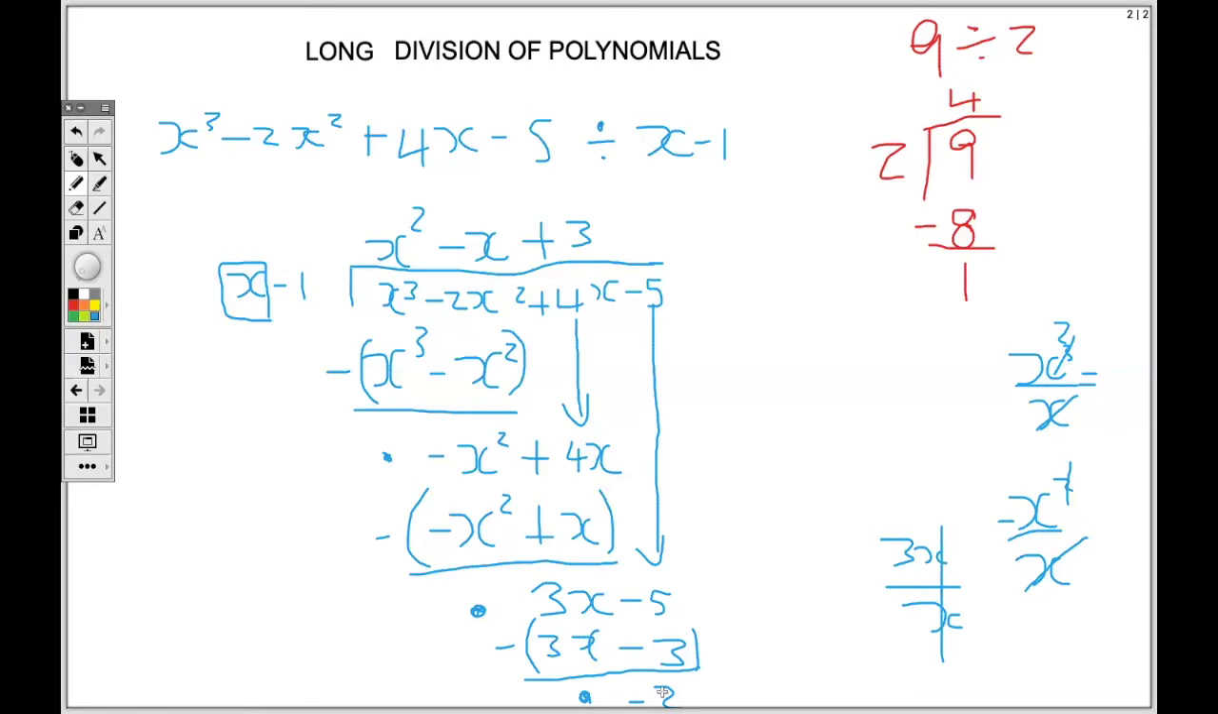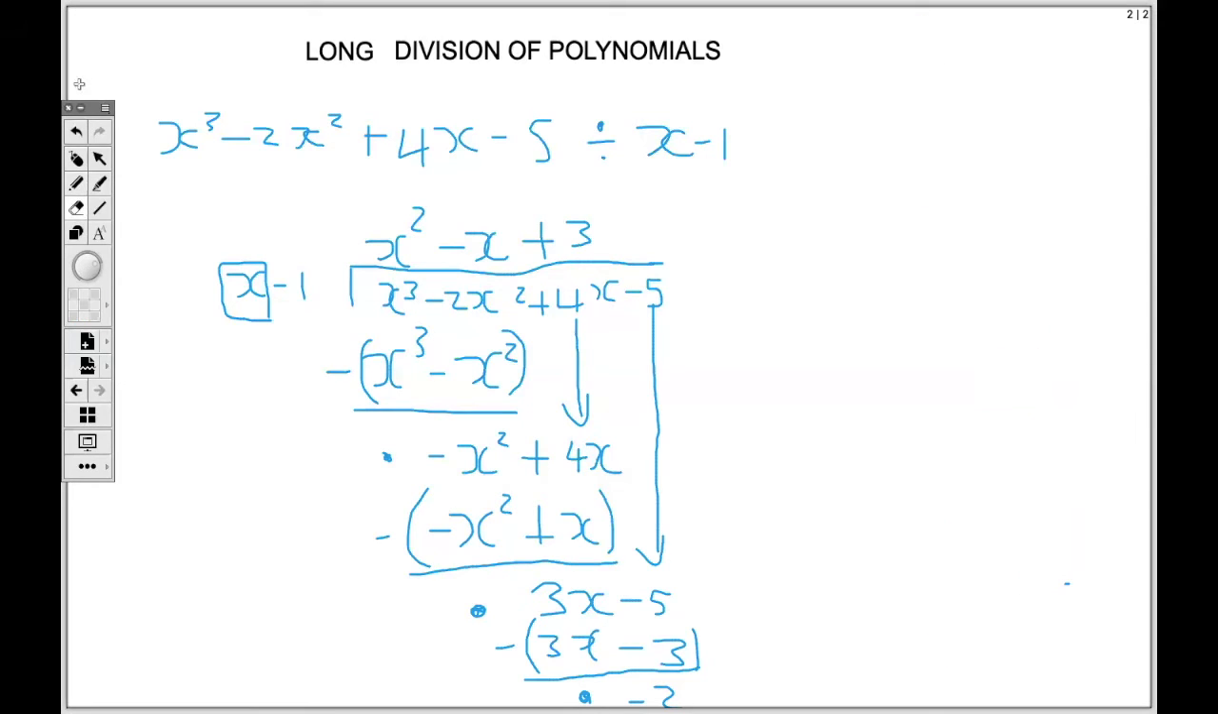Why is that the case? Because we don't have a variable in the remainder. Once there's no variable, meaning it's a constant, 0, or a number greater than 0, then we can stop. So that means our quotient is x squared minus x plus 3. So this is our quotient, and the remainder is negative 2.